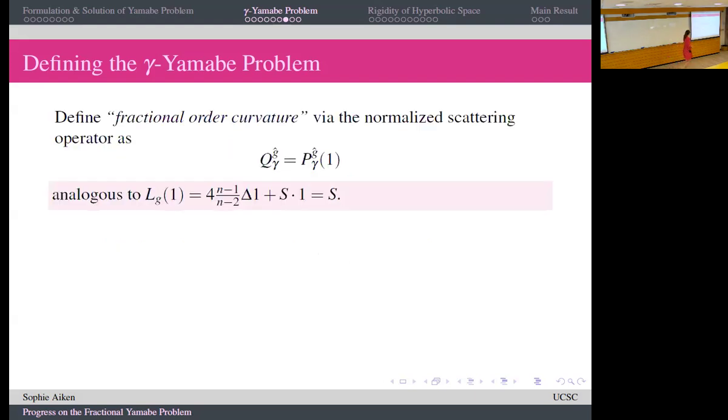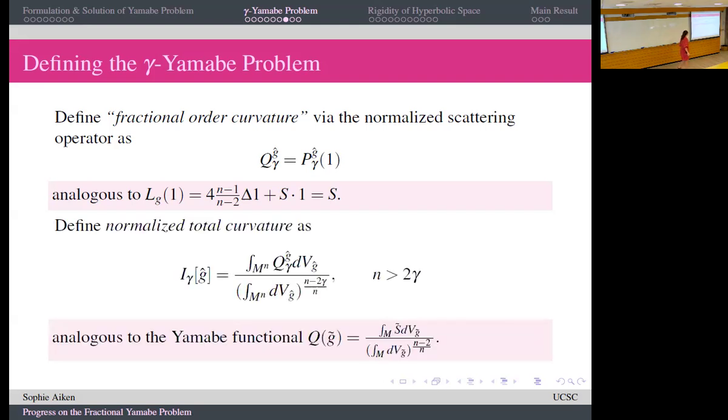Okay. So now we can define our fractional order curvature, the thing that we're trying to make constant, just by seeing how our regularized scattering operator acts on the constant function. And this is exactly the way you can recover your scalar curvature using the conformal Laplacian as well. And now we can define our functional, the normalized total curvature, in the same way by taking the integral of our fractional curvature and dividing by the correct volume.